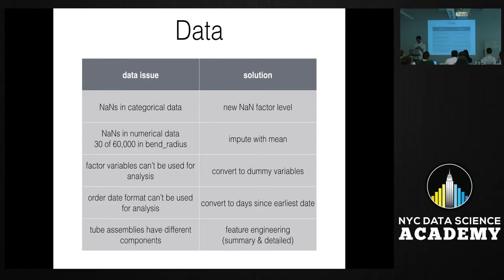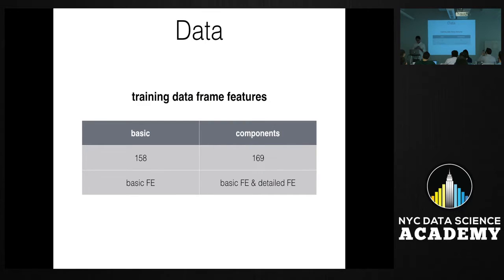And finally, probably the most challenging for us was that the tube assemblies had different components. We approached that using feature engineering, wherein we tried to use as much information as we could, given all the files that were given. And this resulted for us in two data frames, which we called basic and component. The basic data frame had basic feature engineering, and the components one had a lot more feature engineering. So the first row is the number of columns of each data frame.